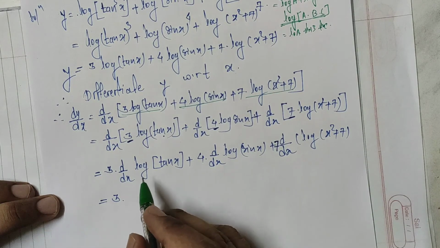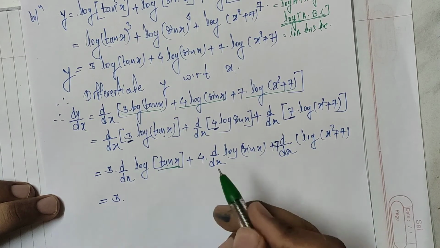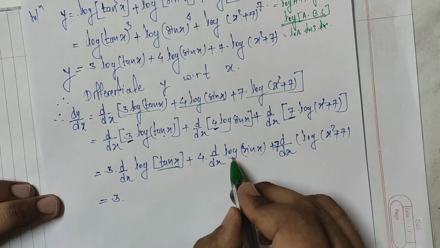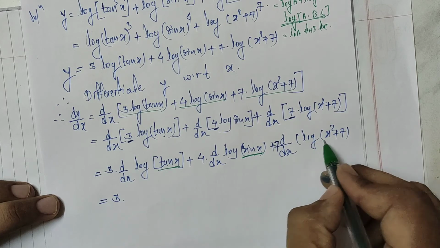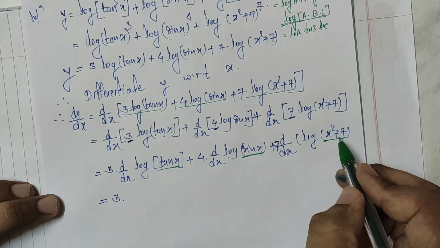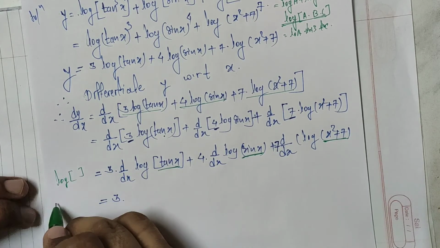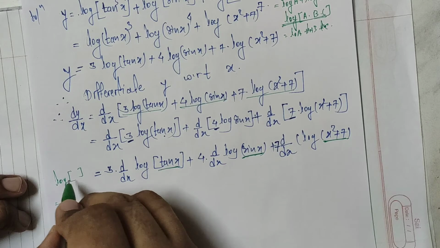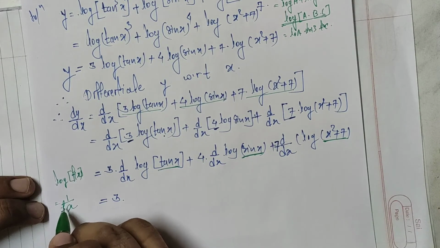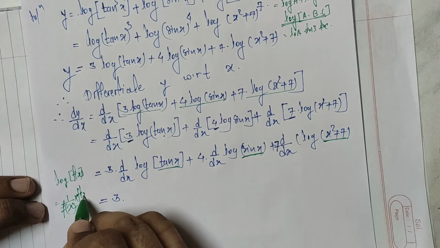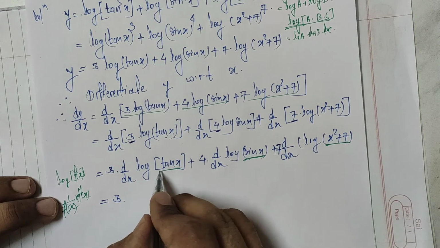So the first derivative is of log of tan x. Log of tan x means again a composite function. Then second one, log of sin x, again a composite function. Then the last one, log of x square plus 7, again composite. Now what is the derivative of log x? We know that the derivative of log x is 1 upon x, but here it is not x, here it is f of x. So the derivative of log f of x is 1 upon f of x into f dash of x.